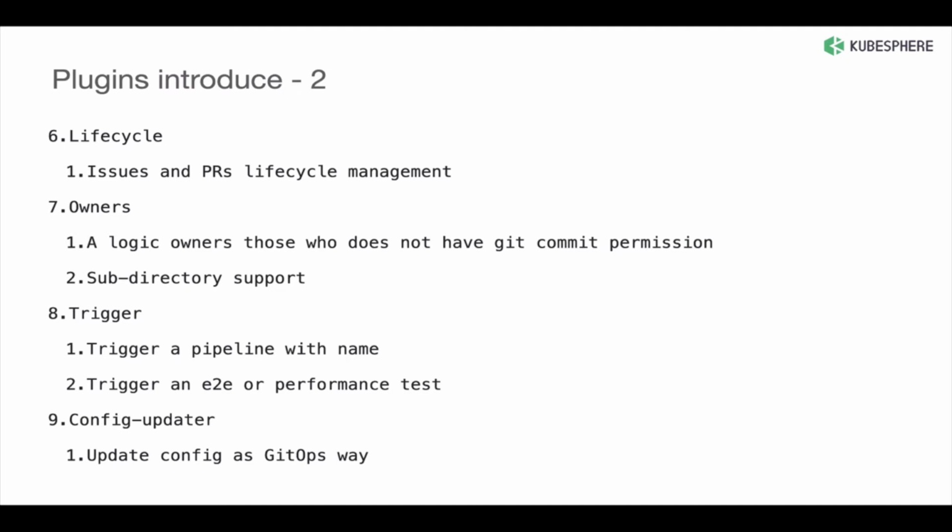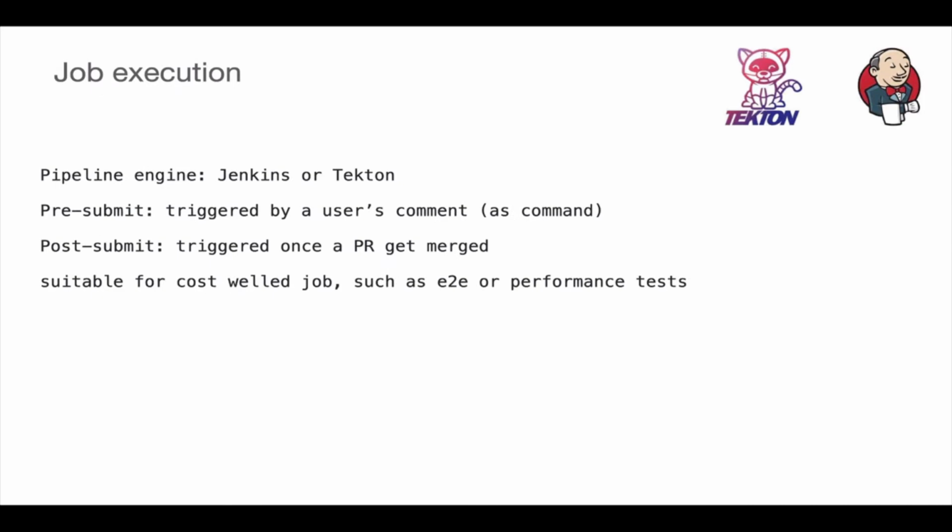Trigger plugin. This plugin can trigger a pipeline by name, such as it can trigger an E2E performance test. Normally, an E2E performance test will last a long time, so you don't want to run it a lot. Configure Updater. This is an awesome plugin. It can update the configuration in a GitOps way, and you don't need to have the permission to control your Kubernetes cluster.